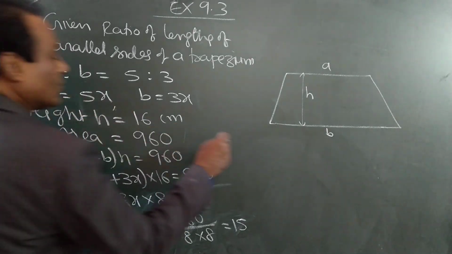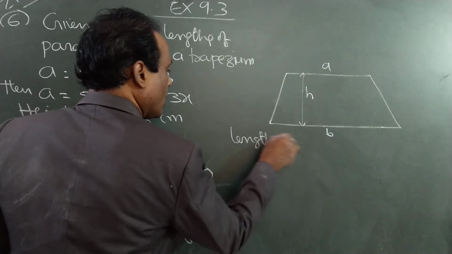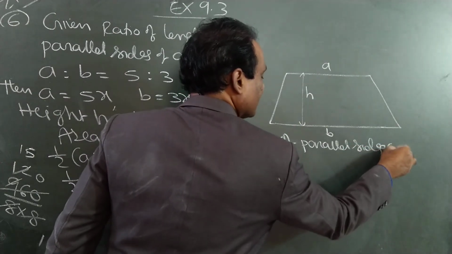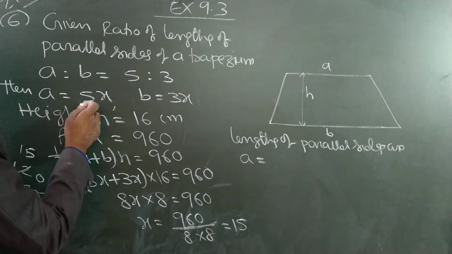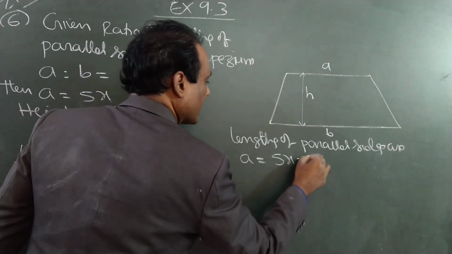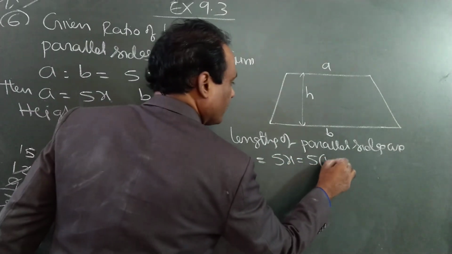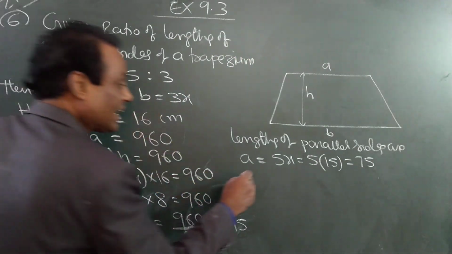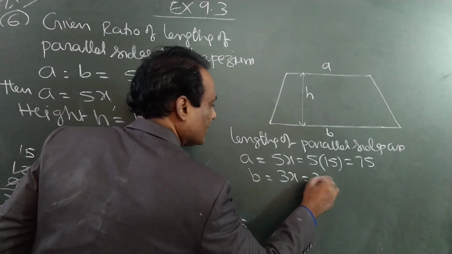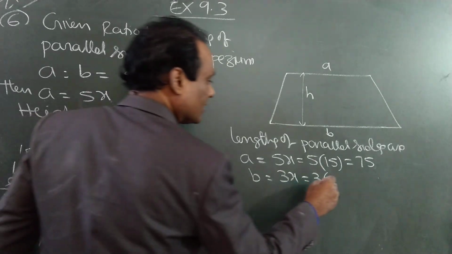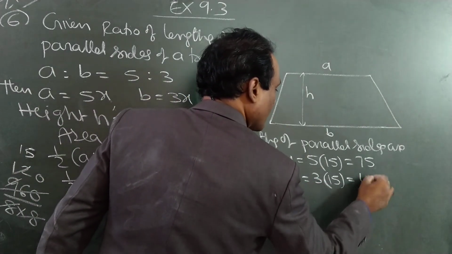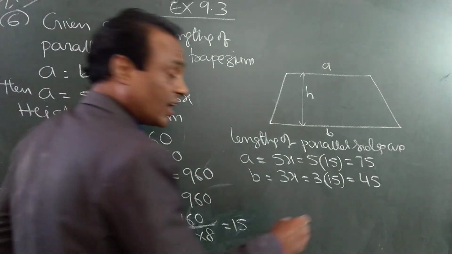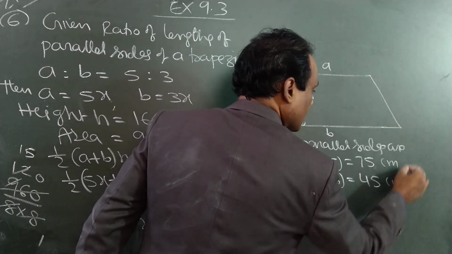The question is, find the lengths of the parallel sides. What is the length of one side? 5x. Now we got the x value, x is 15. So 15 into 5 is 75. What is the other side? 3x. 3 into 15 is 45. So what are the units? This 960 is in centimeters, so these are also in centimeters. Answer.